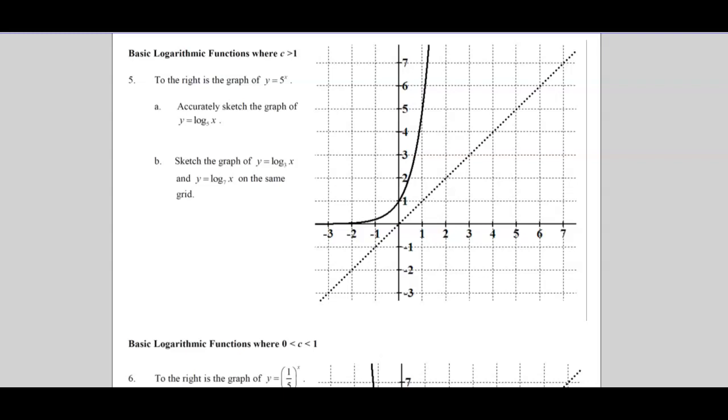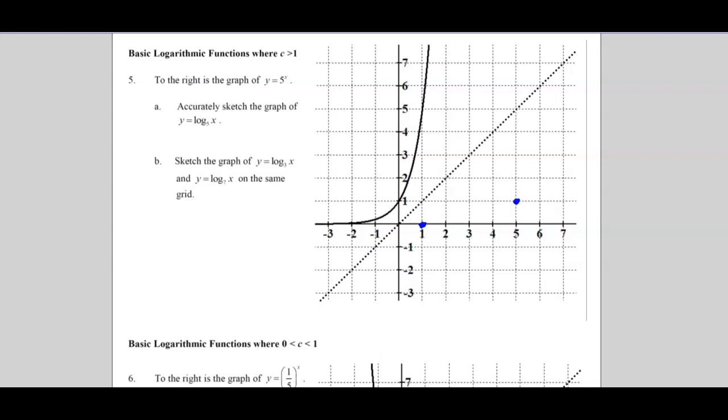Remember, your y-intercept is 1. So that means your x-intercept is also going to be 1, unless you do some transformations on it. But if you're just taking the inverse of an exponential, then that's going to be an x-intercept of 1. Then the original (1, 5) becomes (5, 1).